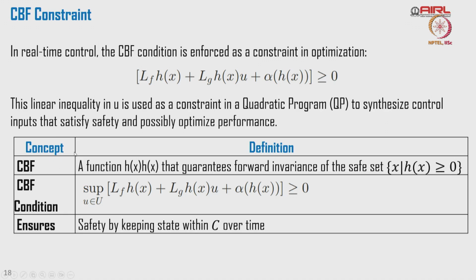Fine. Now, this particular inequality becomes the CBF constraint, which should be satisfied by the control input so that it can keep the system inside the safe set forever, right. So, CBF is this particular function that generates forward invariance of the set. That set is defined by C equal to this. Okay. The CBF condition is like this, and it ensures safety by keeping the state within C over time. Okay.